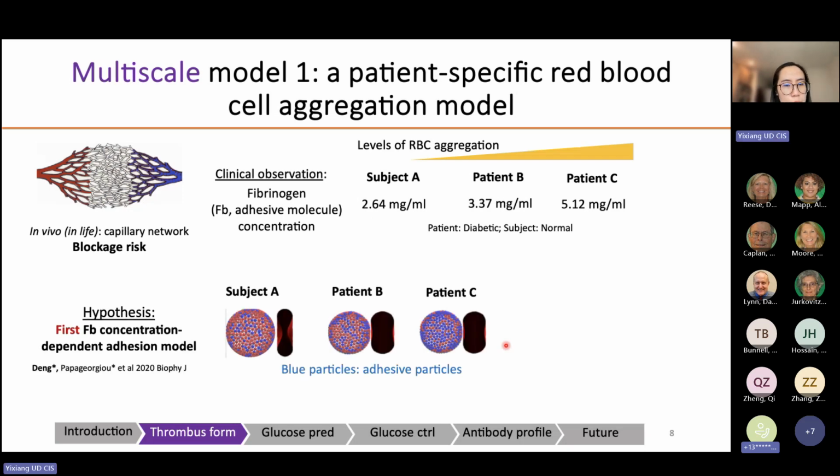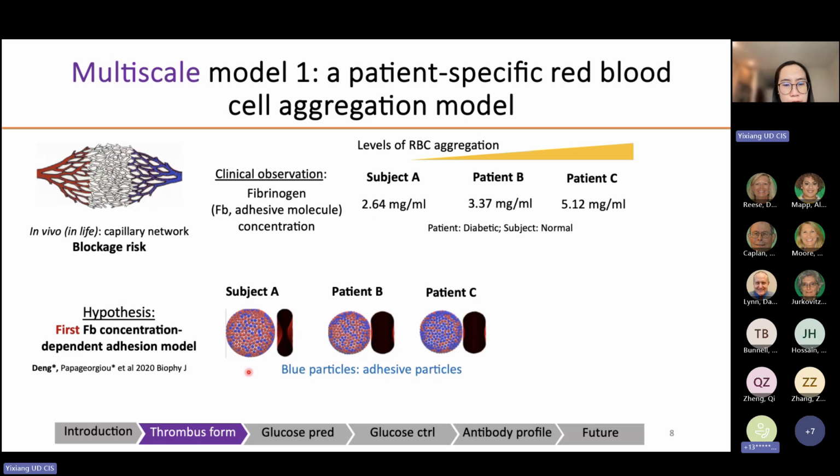So we developed this hypothesis that we can construct these fibrinogen concentration-dependent adhesion models shown by the figure here. So for different patients with different fibrinogen concentrations, we constructed different red blood cell models. And we use the fibrinogen concentration to inform the proportion of the blue particles on top of all the red blood cell particles, because the blue particles here denote the adhesive particles.